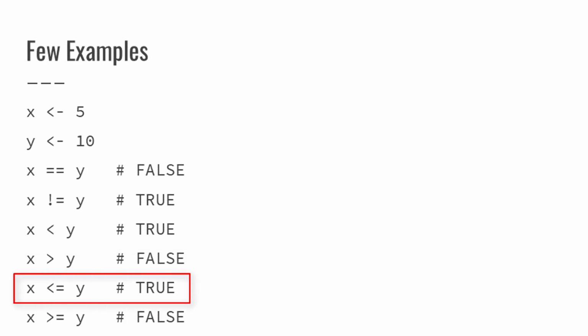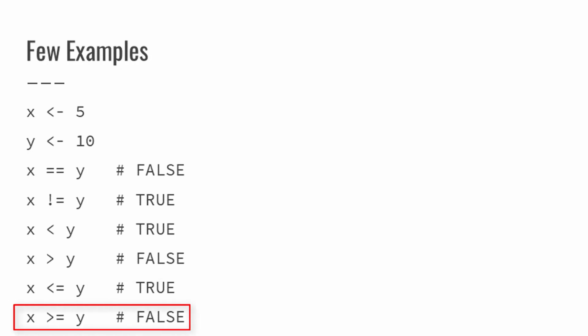In the next statement we are asking if x is less than or equal to y, which is true because x is less than y and would return TRUE. In the next statement we are asking if x is greater than or equal to y, as x is neither equal to y nor greater than y, so it would return FALSE.